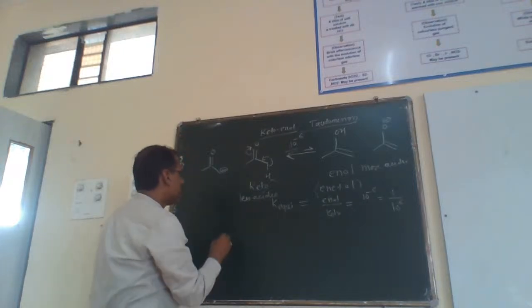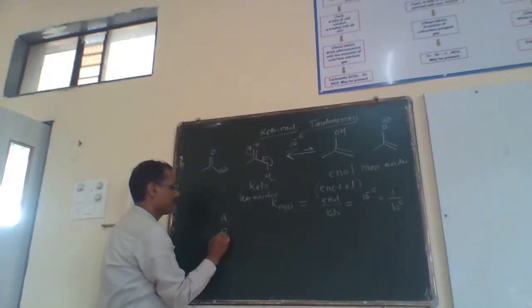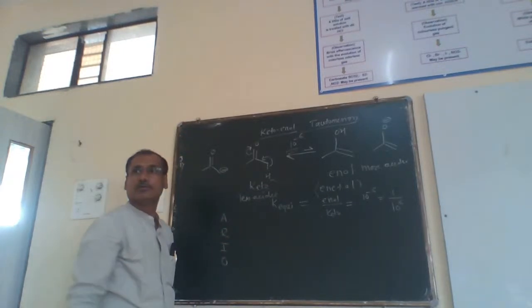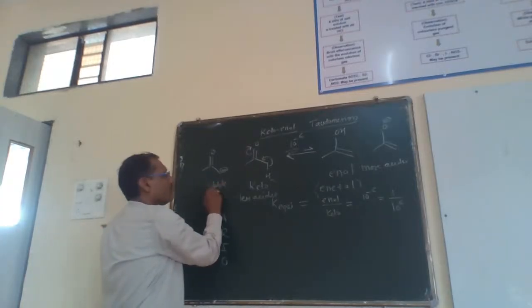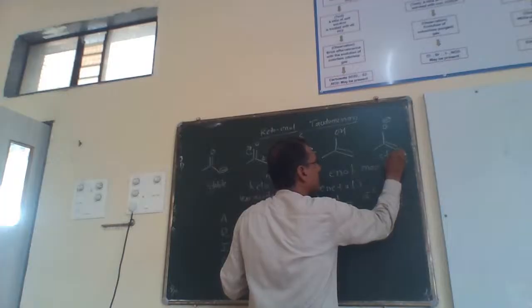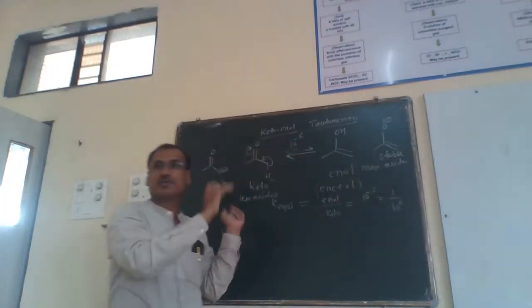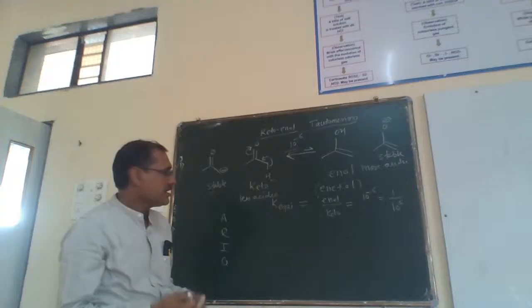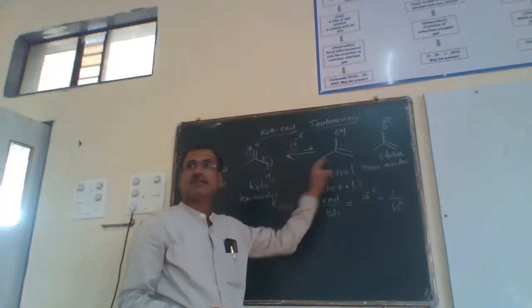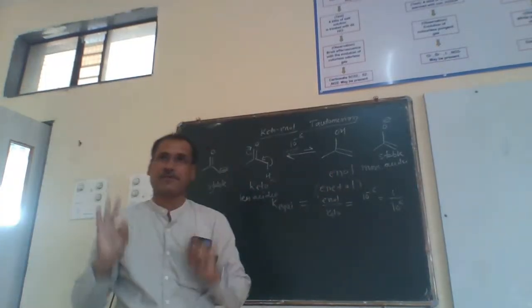Now you can apply the principle of ARIO to compare which of these is more stable. Whichever of the two is more stable will be more acidic. So what was my statement? Keto form is less acidic than enol form. We'll try to justify this statement.